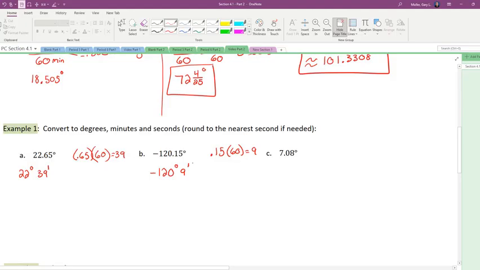And finally, 0.08 of an hour, or of a degree, 0.08 times 60. We get 7 degrees and 4.8 minutes. But we have a way of being more precise than 0.8 minutes. We can go down to seconds. So 0.8 minutes is 0.8 times another 60. So we have 0.8 times 60, and that is 48. So we have 7 degrees, 4 minutes, and 48 seconds.